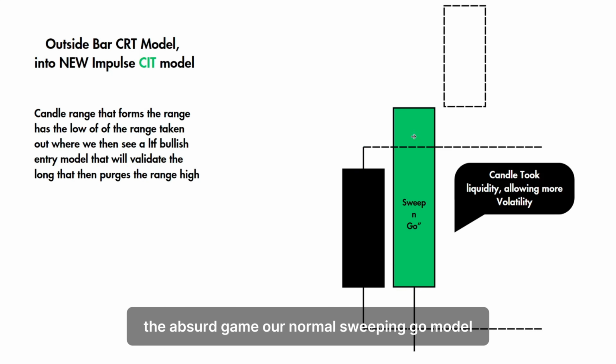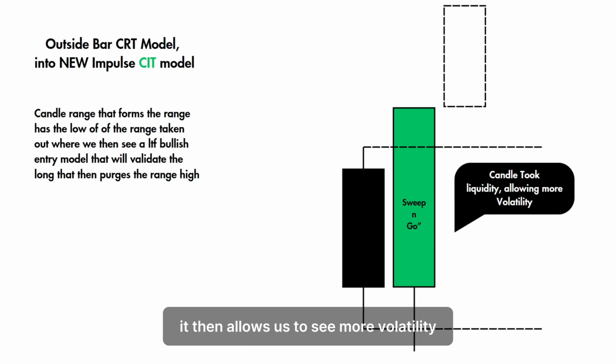Our normal sweep and go model. Understand that we have now taken out liquidity. It then allows us to see more volatility being placed into the market, which is why we have a high chance of seeing the next candle being bullish from that point, okay?